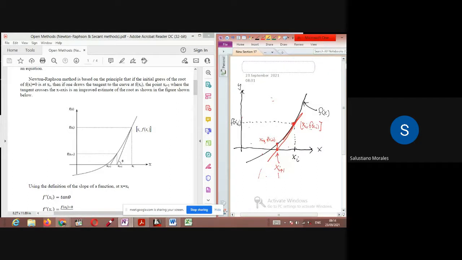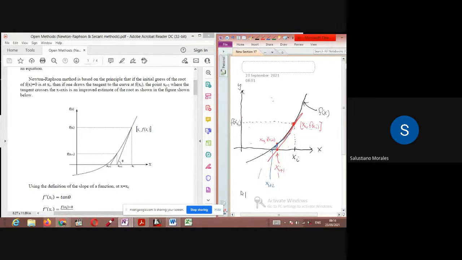Maliit yun. So we're going to draw again a tangent line here, yung blue na kulay. Then the crossing of that straight line is again our new estimate of the root. So ganun yung ang ginawa dito. So from that point again, or that value of xi plus 1, we have again another point, xi plus 2, f sub xi plus 2. Then we're going to draw again a tangent line until we already meet the given stopping criterion.